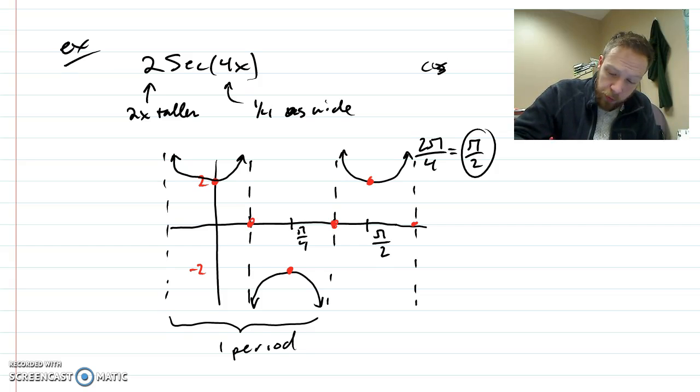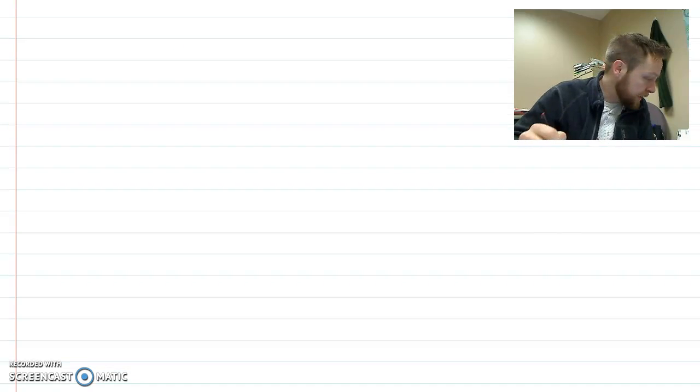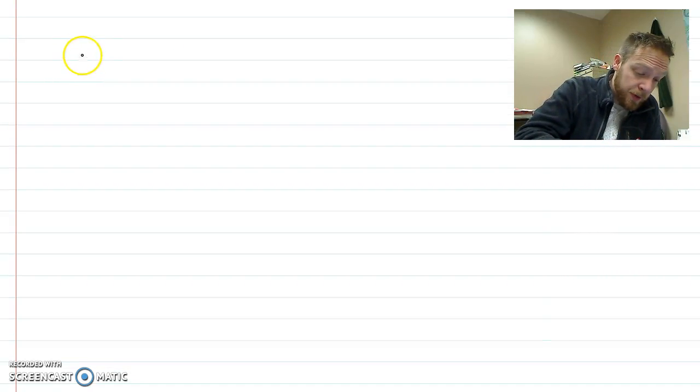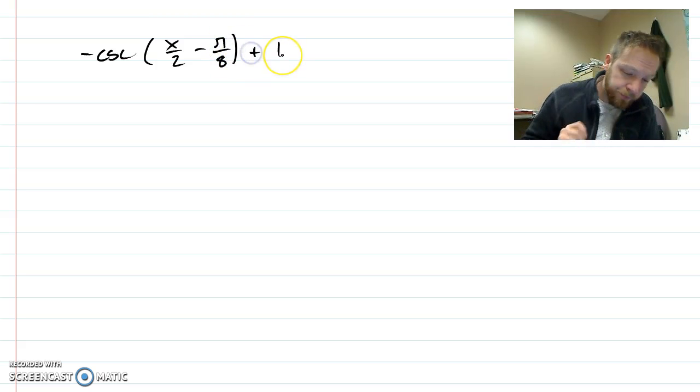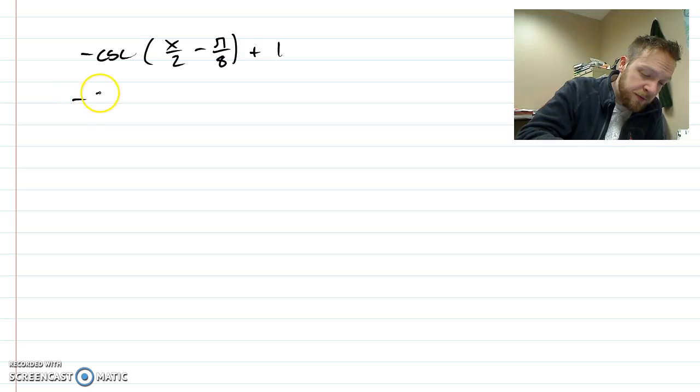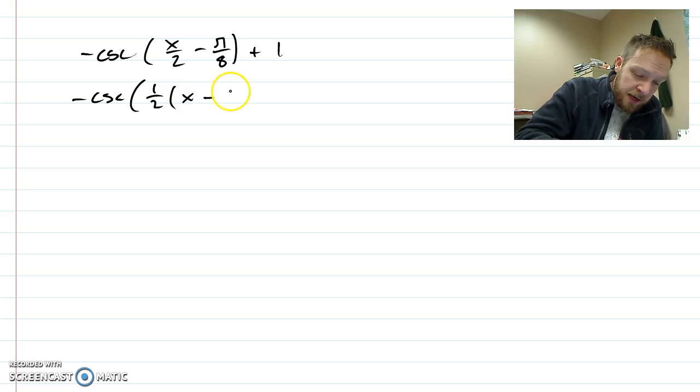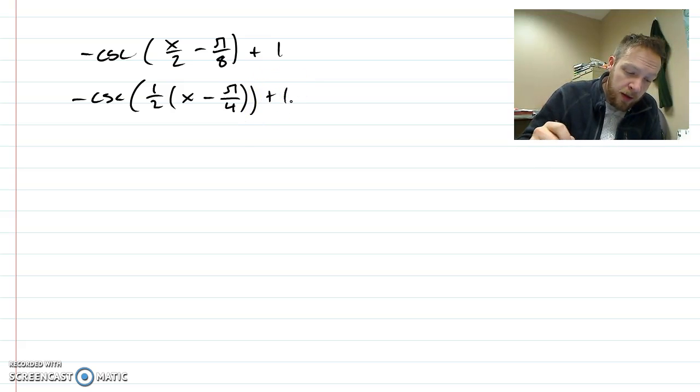Okay, now one more example. Let's say that you had some shifts and transformations. So let's do negative cosecant of x over 2 minus pi over 8 plus 1. Alright, the transformations: first of all, we got to factor out that 1/2 in the front here, so it's x minus pi over 4 plus 1. So we have a vertical flip over the x-axis. The period is going to be expanded 2 times. It's going to be shifted to the right pi over 4 and then up 1.